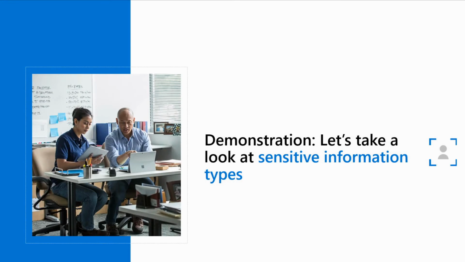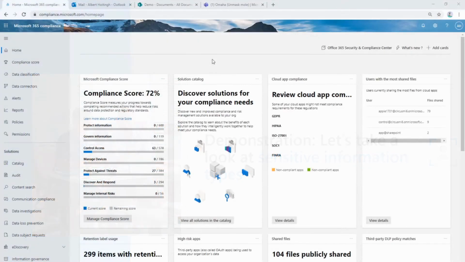Okay, so let's take a look at sensitive information types and how they work. One of the things you can use to create a DLP policy is a sensitive information type. And the sensitive information type contains the criteria which Office 365 will use to search for and find information.